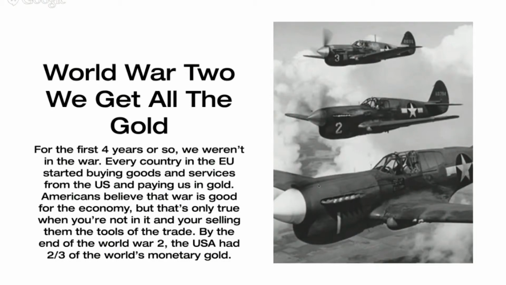So Americans believe that war is great for the economy, which is entirely untrue. It's only true if you're not in it and you're selling them the tools of the trade. By the end of World War II, the US had 2/3 of the world's monetary gold, which is pretty amazing, and it's what made us a superpower. A lot of people think it's because we helped win the war. It's not. It's because we had the gold, and when you have the gold, you get to make the rules. So that's what happened at the end of World War II.